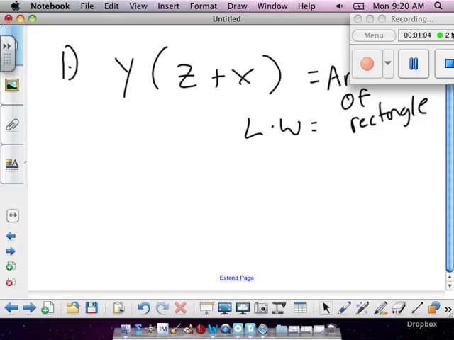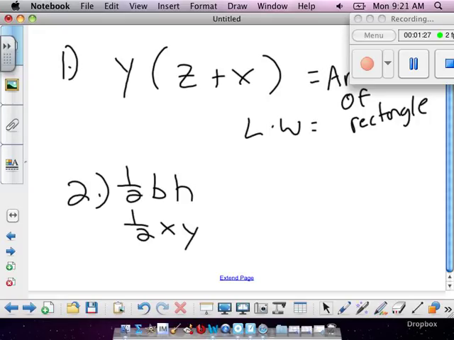Let's talk about 2. Do those two triangles fit perfectly in that rectangle? No. What would the area of a triangle be? 1/2 base times height. Or in this case, because they're not labeled B and H, it'd be 1/2 x times y. Okay? This is area of a triangle. Where did that half come from? It's half the size of a rectangle or a square.